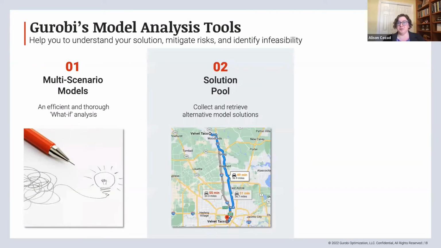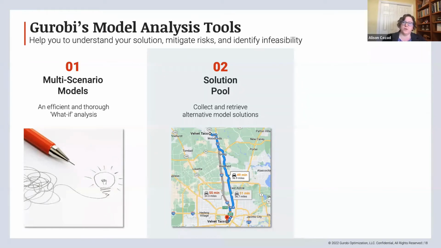Next up, we have solution pools, which I have a Google Maps example shown here where I'm, for some reason, trying to go from Velvet Taco North to Velvet Taco South, and it shows me the optimal path in blue. But perhaps I thought, I don't really want to take the blue route. My favorite route is that gray line, but Google actually provides that as well.